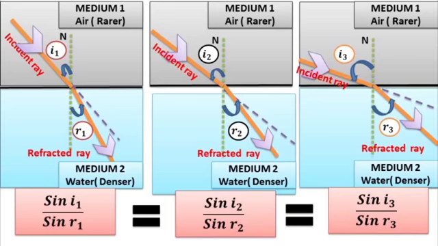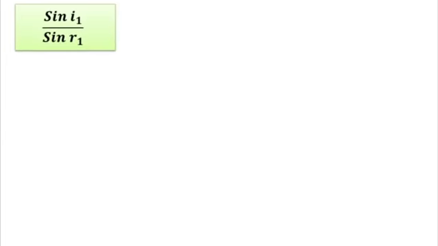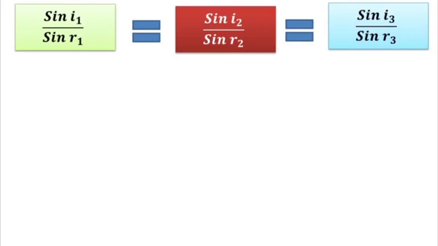That means sine of angle I1 divided by sine of angle R1 is equal to sine of angle I2 divided by sine of angle R2, which is equal to sine of angle I3 divided by sine of angle R3. All the answers are the same, a constant value for all the ratios.